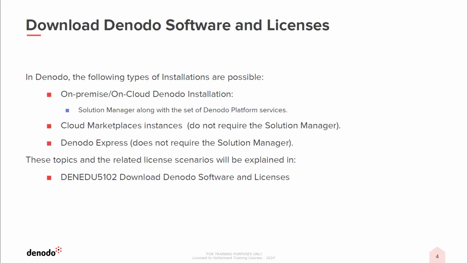Later in the course, we will take a look at the different types of installations. The possible types are on-premise installation, cloud installation, and Denodo Express installation. We will see how to get the installers and licenses for each of these.